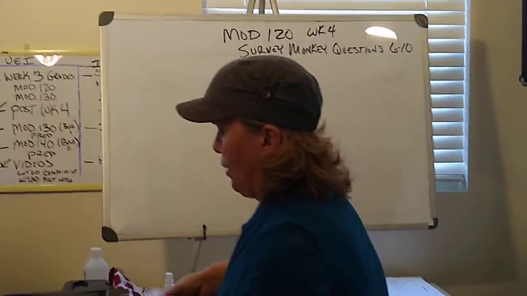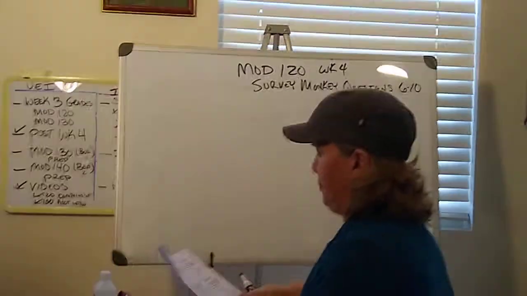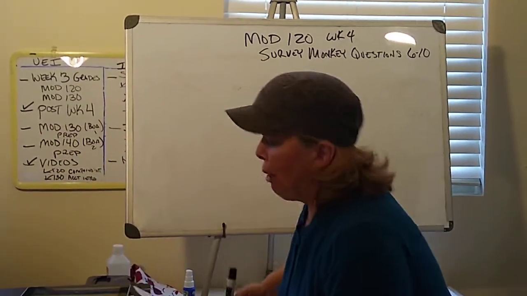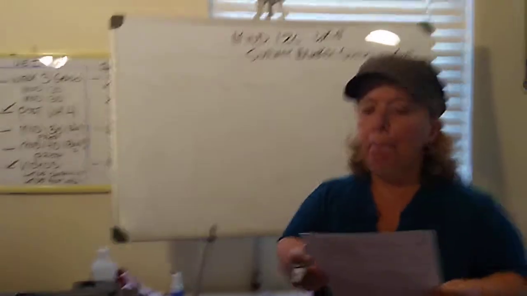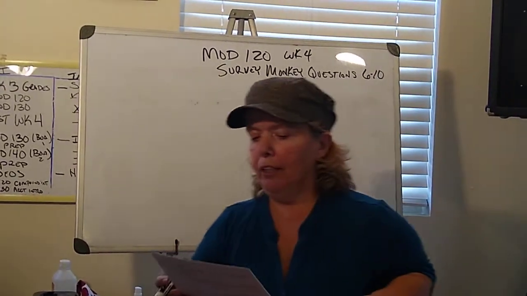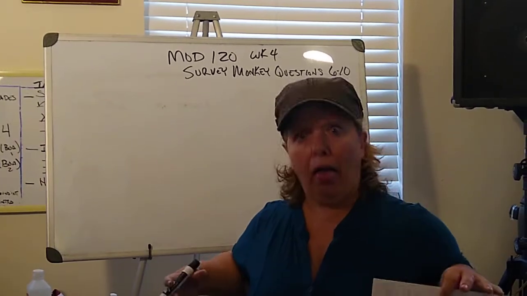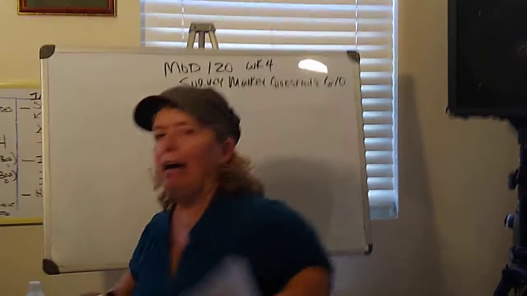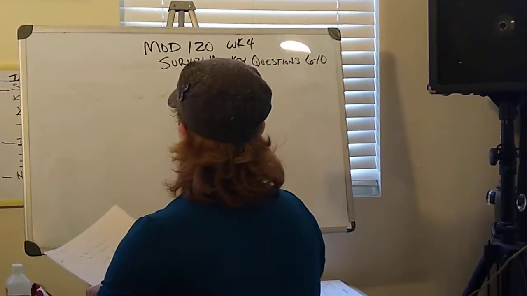So, number 6, and again, you should have had your Survey Monkey questions from your weekly objectives and questions, week 4. All right, so number 6. Number 6 wants us to calculate the future value of an ordinary annuity manually at the end of each period: 3 years for a $3,000 ordinary annuity at 8%. You can read about how to do that on page 528, but we're going to go over doing it today.